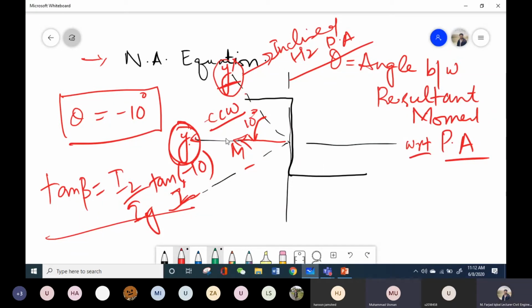Yes. So again, I am telling you, what is this angle theta? It is the angle of the resultant moment with respect to the principal axis. So it doesn't matter what rotation I have given, of y or of y dash. I need the angle between the resultant moment and the principal axis. So what is the angle of the resultant moment with respect to the principal axis? This one, right?